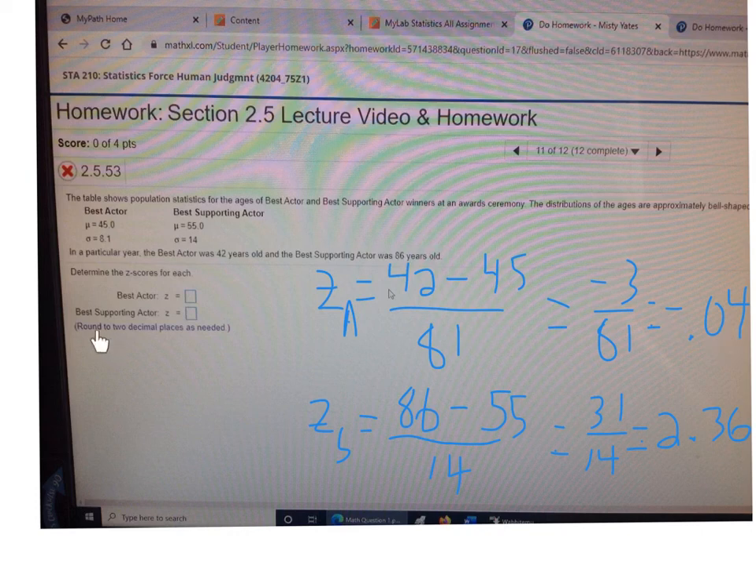Then you want to calculate it for best supporting actor, I call it Z sub S for supporting. So you take the particular age, 86, minus the mean, divided by the standard deviation, and that comes out to positive 2.36.